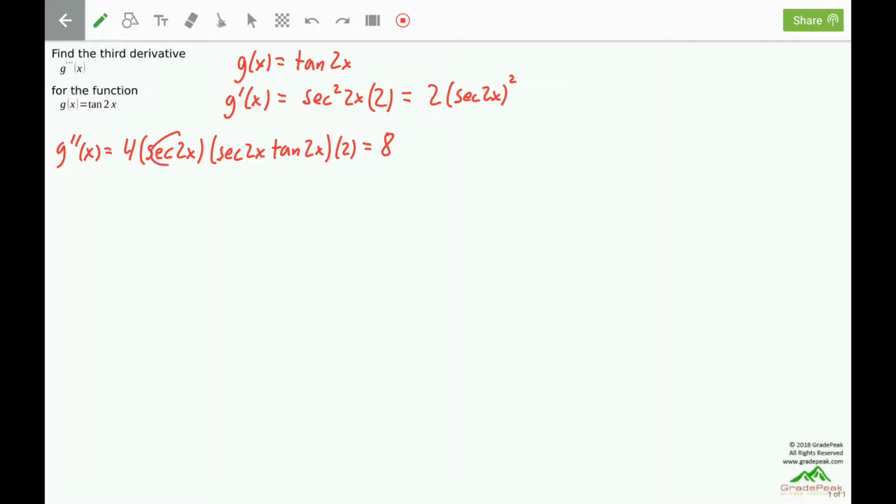And then I have a secant times a secant. I will write that as secant squared, but I will keep it in the form of secant of 2x quantity squared so that we can take our next derivative. We're going to the third derivative here. I also have a tangent of 2x to the first power. So our third derivative will be a product rule.